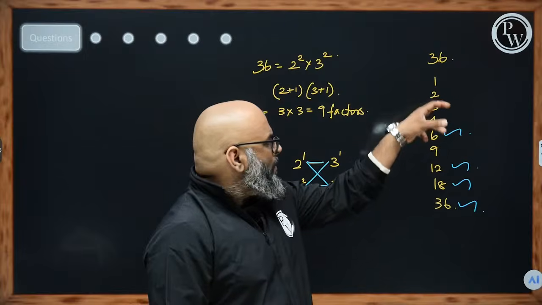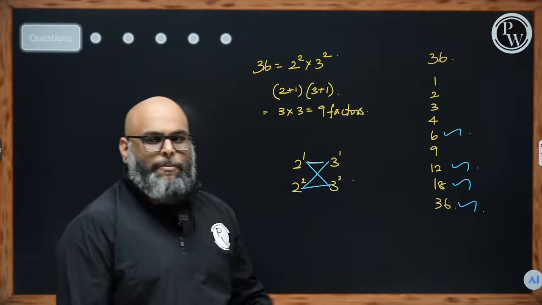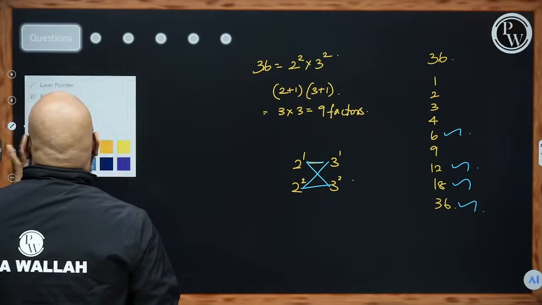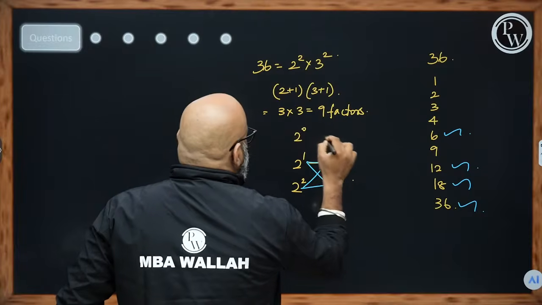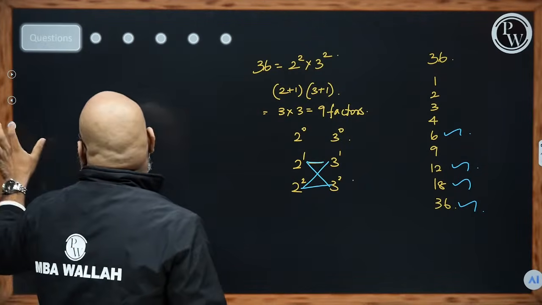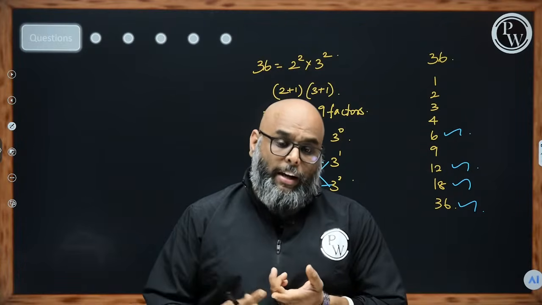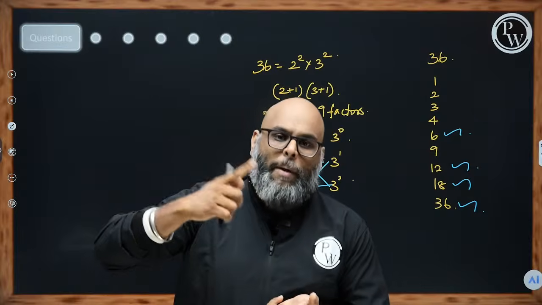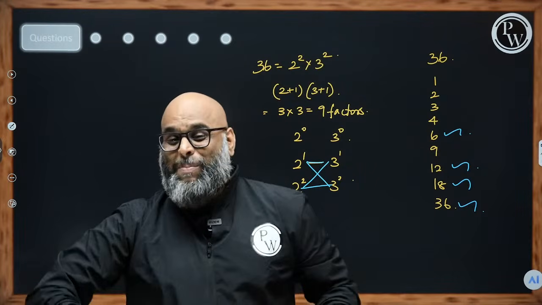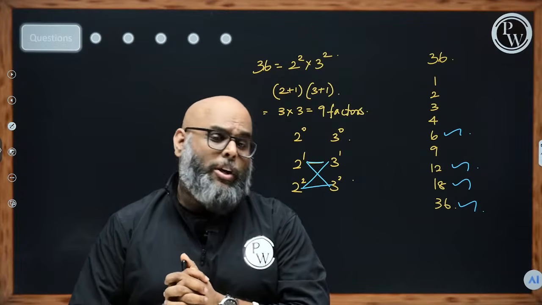But where are the remaining factors? How do I carve out the remaining factors from here? To do that, all I'm going to do is add a 2 power 0 and a 3 power 0. Why? When you say 2 power 2 is a factor, 2 power 1 is a factor, 2 power 0 is also a factor. What is 2 power 0? What is 3 power 0? So the combinations of 2 power 0 and 3 power 0 will also give you factors.